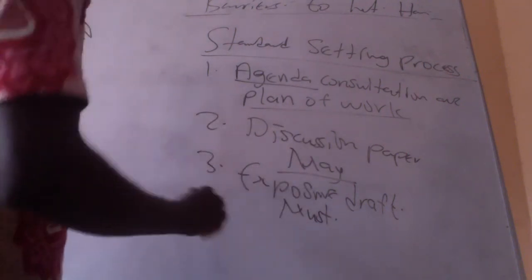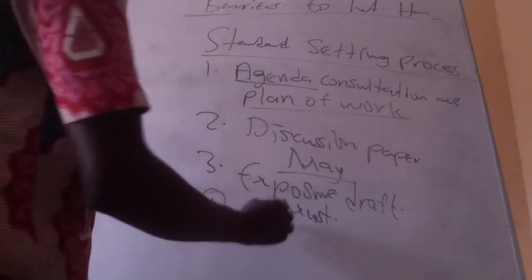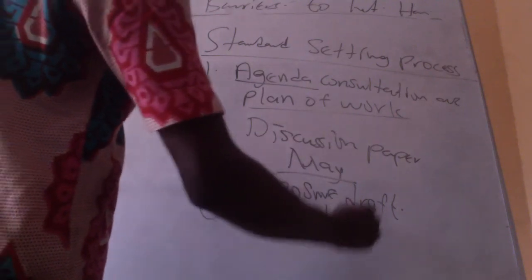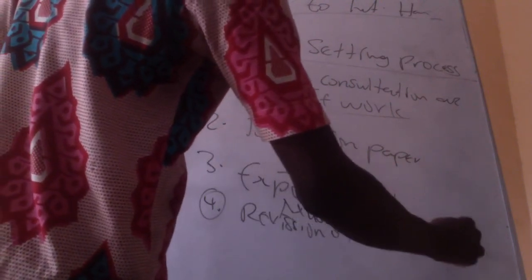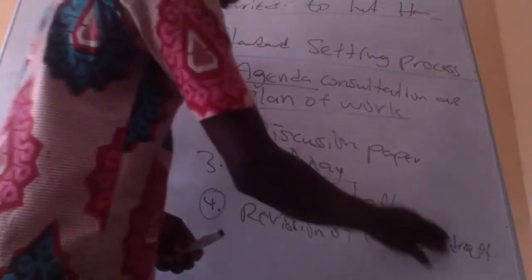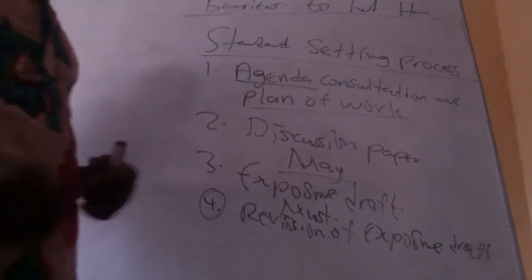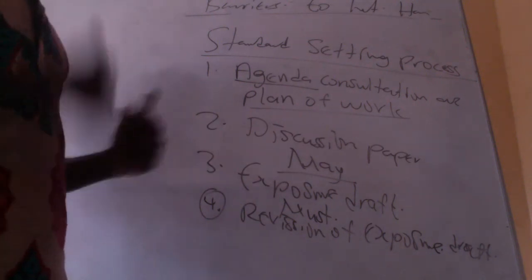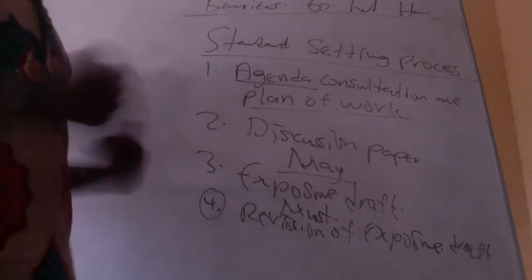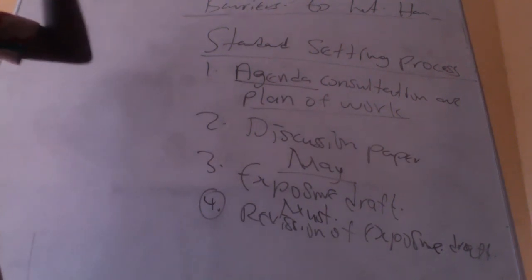Now, following the comments received, you have to do what we call revision of the exposure draft. If the comments are not pointing to the same idea, or there are some opposing comments, you have to revise the exposure draft until the final one has been accepted. So if the final draft has been accepted, what do you think will be the next step?